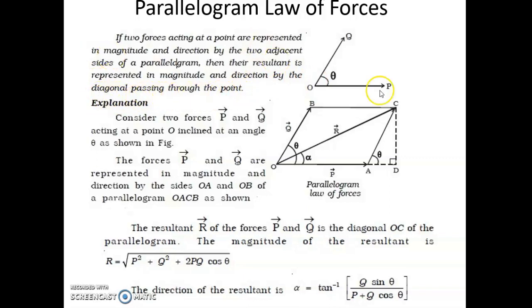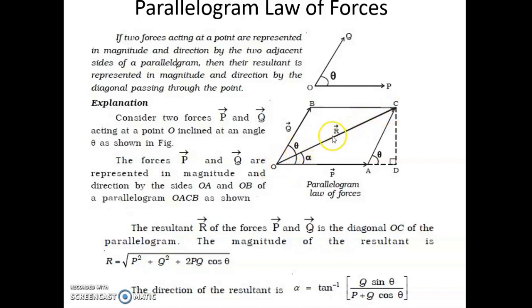So what does this law say is, if I have a point and there are two forces acting at a point, and let theta be the angle between the two forces, what we have to do is represent these two forces by two adjacent sides of the parallelogram, and what we have to do next is complete the parallelogram and then draw the diagonal.